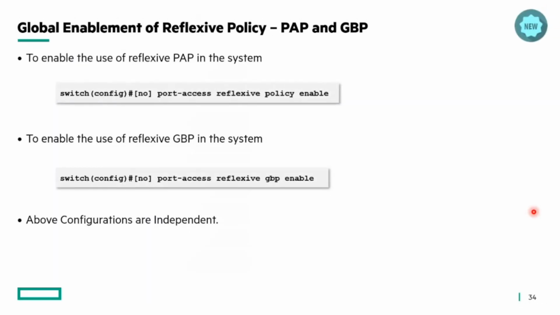So let's see these new configurations in detail for your better understanding. First, as I said, there needs to be a global CLI knob for these features to work. So these are independent. If you are using reflexive PAP, you need to enable only the port-access reflexive-policy enable CLI. In case you are using the reflexive GBP feature, you have to use the CLI port-access reflexive-gbp enable globally. So these are the mandatory global CLIs to be enabled for these features to work.